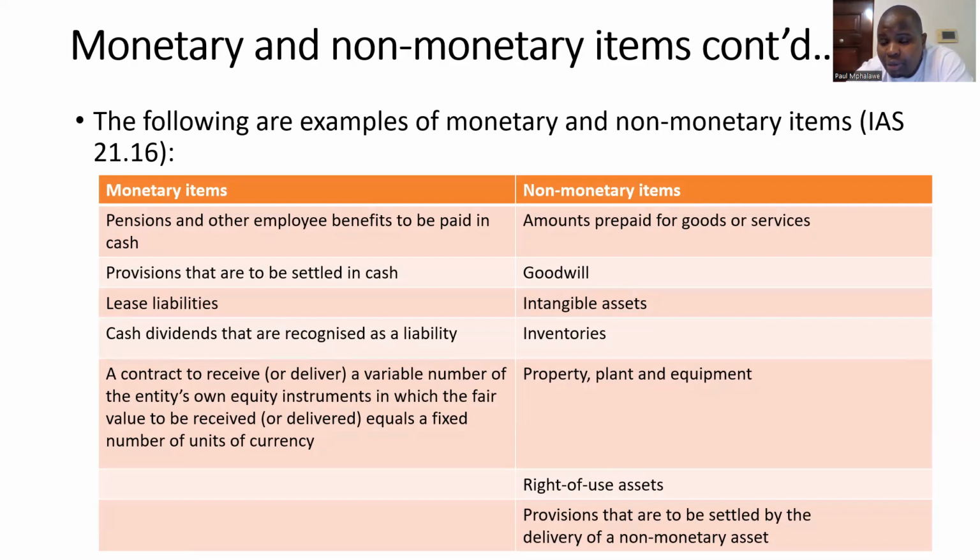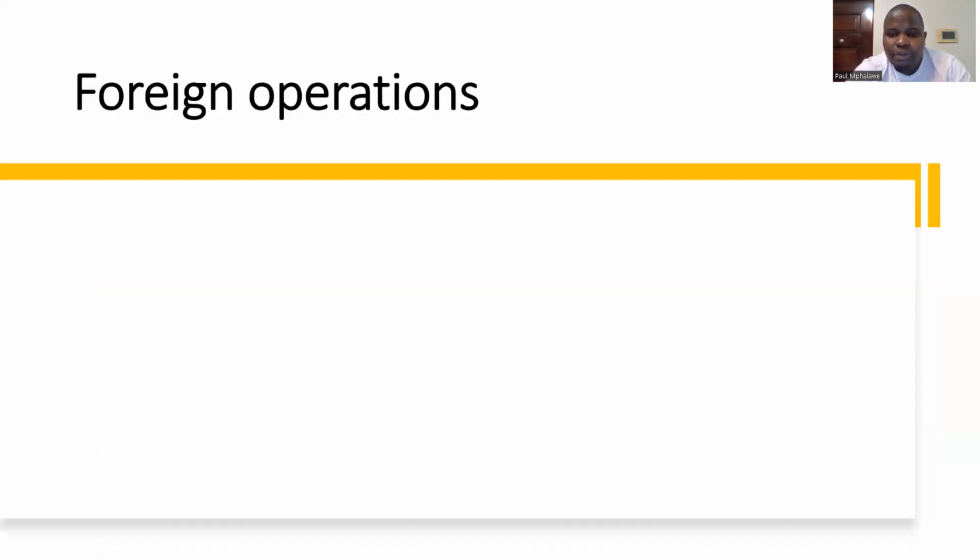Non-monetary items, examples: amounts prepaid for goods or services, prepayment, non-monetary item. Goodwill, non-monetary item. Intangible assets, non-monetary item. Inventory, non-monetary item. Property, plant, and equipment, non-monetary item. A right of use asset as prescribed in IFRS 16, non-monetary item. Provisions that are to be settled by the delivery of a non-monetary asset. It's a non-monetary transaction, which is a non-monetary item. Okay.